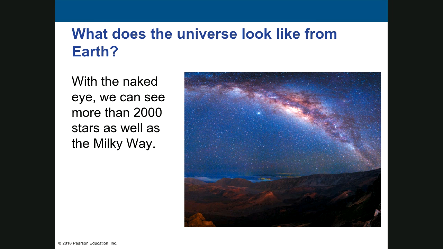Okay, so what does the universe look like from Earth? We want to see what objects we can see and how they behave. With the naked eye, we can see the Milky Way galaxy, and we can see all of these stars in the background. We can see about 2,000 stars as well as the Milky Way, and these all behave the same way as they rotate through the night sky.